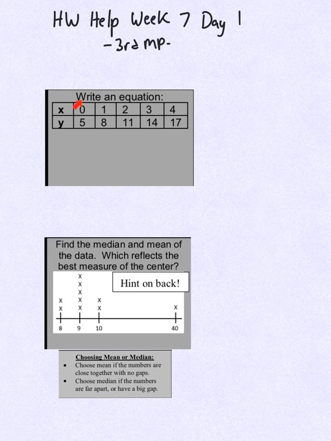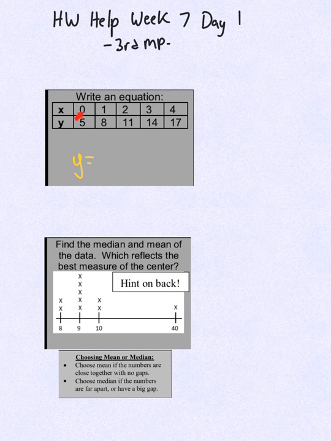So the first problem I'm going to help you with, you have to write an equation from this function table. First off, remember your formula or your equation should always start with y equals. Now we're going to look to see what's happening to go from each x value to each y value.